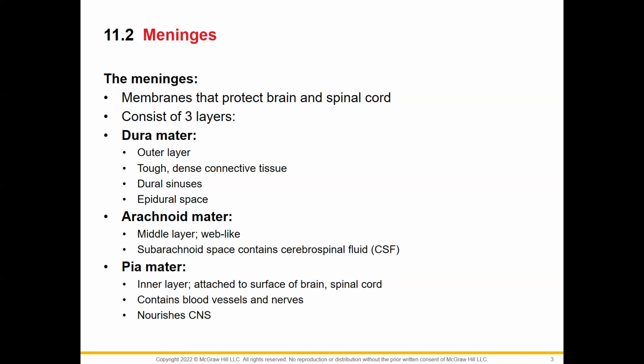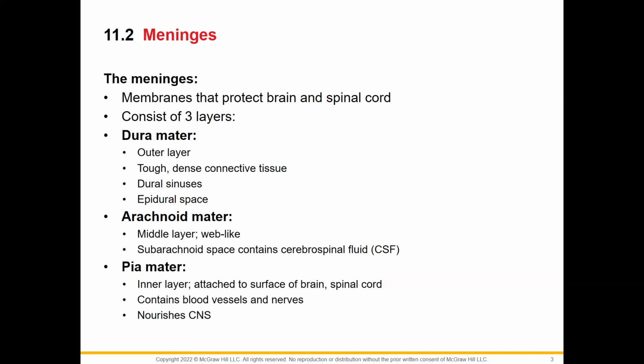The deepest inner layer of the meninges is the pia mater. Pia mater translates to delicate mother. The pia mater is the layer that lies directly on the brain and spinal cord. So remember again, the brain and the spinal cord are very delicate tissue. So you would not want something like wax paper touching the brain and spinal cord. But the pia mater, the delicate mother, is attached to the surface of the brain and spinal cord.